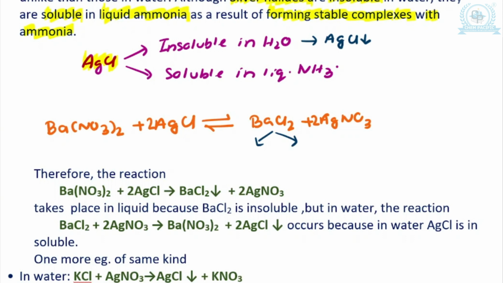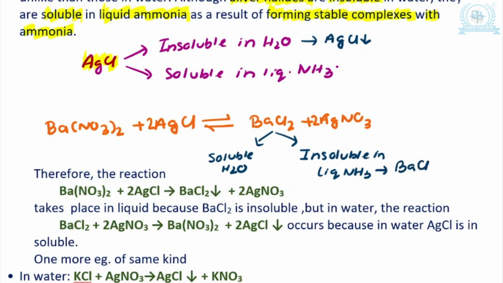Now see students, BaCl2 is soluble in water. Because again the same story, because of the high dielectric constant of water, water can result in the dissociation of barium chloride. So it can break the strong ionic bond between the cation and the anion. But it is insoluble in liquid ammonia.